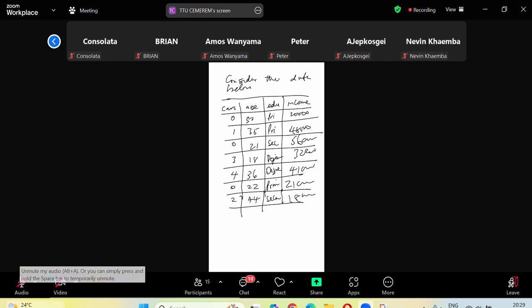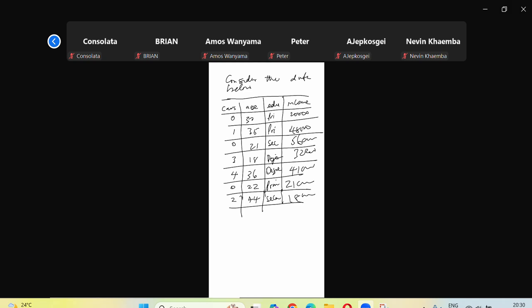Ndambuki. Yes. You said Poisson regression. Why not multiple linear regression, yet we have many independent variables: age, education, income? That one should be multiple. I think it is Poisson because the dependent variable here is cars and we are counting the number of cars. That is correct, but now answer me. Why not multiple linear regression?